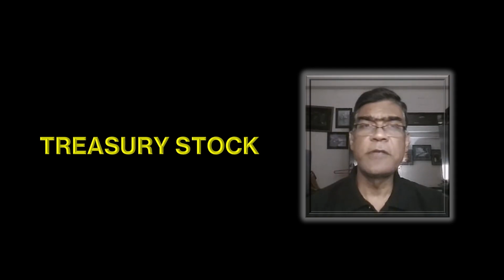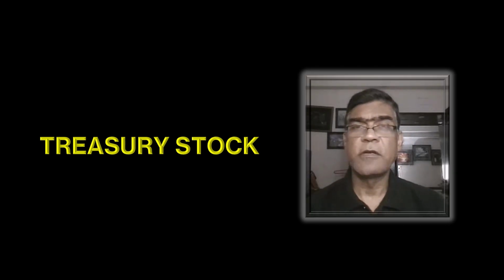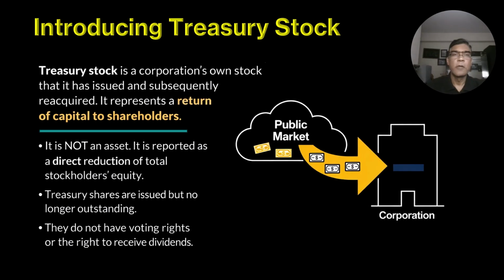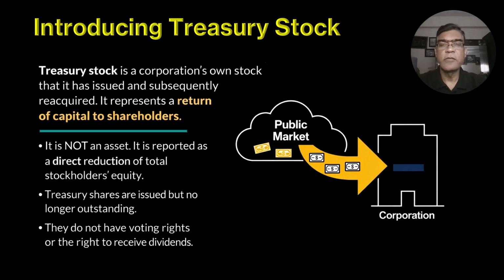Treasury stock represents shares that were once issued and outstanding but later repurchased by the corporation. It's a contra equity account, meaning it reduces total stockholders' equity rather than being treated as an asset. We will explore why companies buy back their own shares and the methods used for accounting. Let's dive in. Let's begin with the concept of treasury stock.